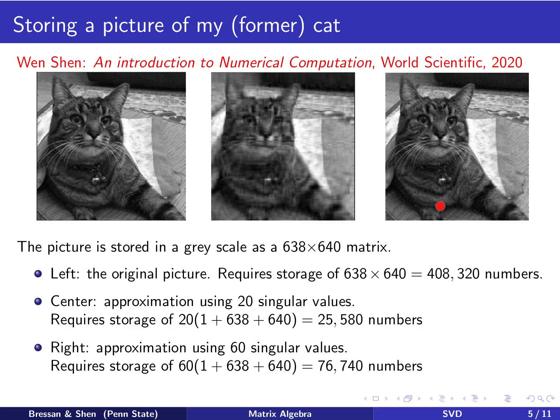Now this image on the right, we can see is much sharper. In fact, if I compare this to the original picture of the cat, we can barely see much difference. It looks almost the same, as good. So here is an approximation where we use the first 60 singular values. Then we can calculate the storage. It will be 60 times the sum of these, about 76,000 numbers. So still much less than 400,000 numbers.